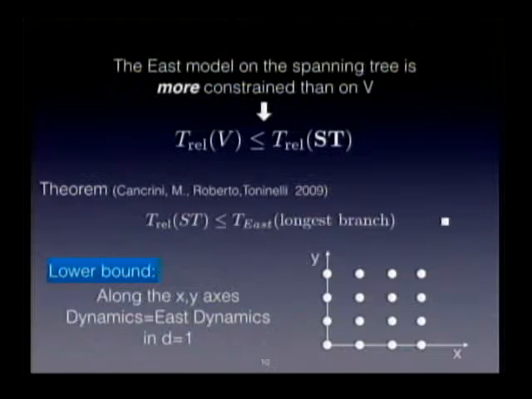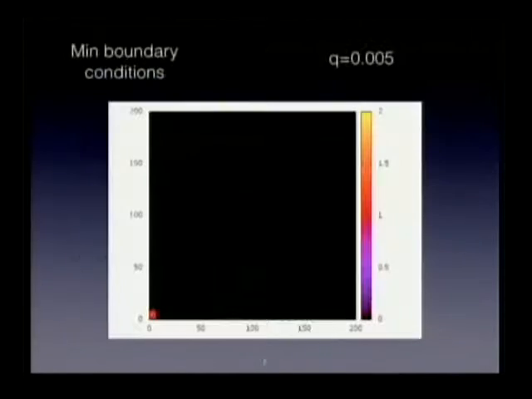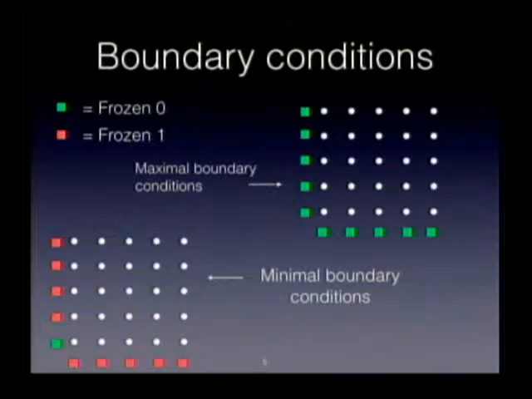Okay, so that's it. Now the lower bound is very simple because if you have a minimal boundary condition, so maybe let us use this picture. If you have minimal boundary condition and you just look at the marginal of the dynamics in this direction along the x-axis, this coincides with the East model, and therefore the relaxation time of the full process must be at least the relaxation time of the East model on these vertices. Okay, so that's the proof.